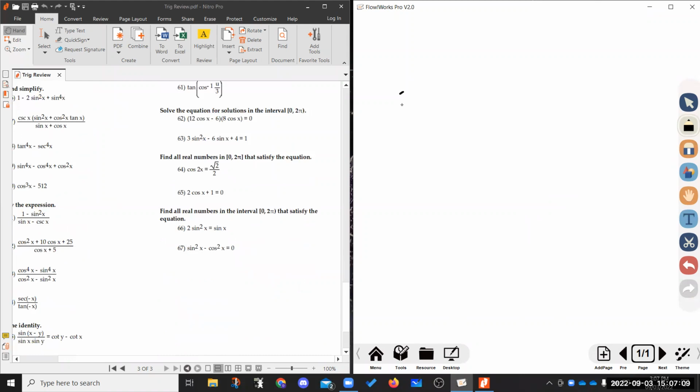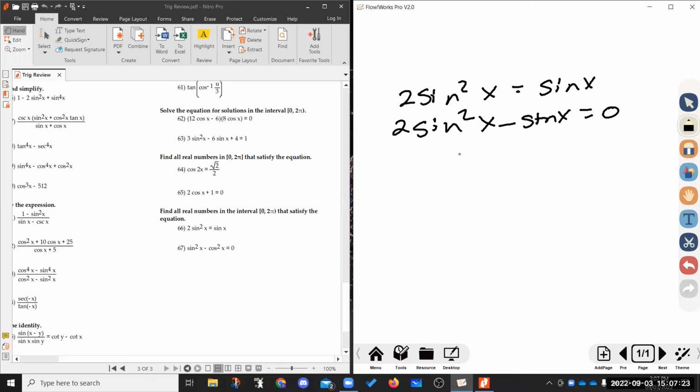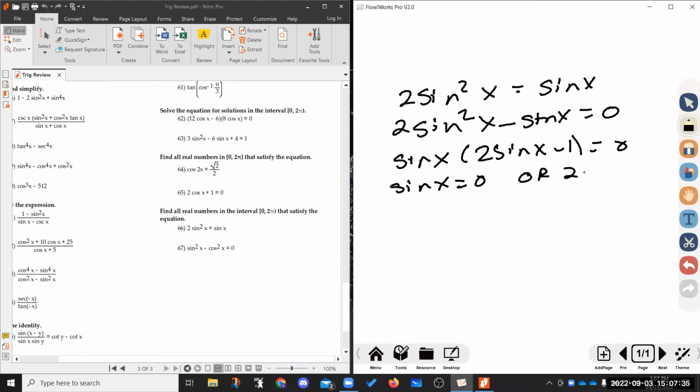Number 66, 2 sine squared of x is equal to sine of x. We never divide by the trig function unless we're dividing to get sine over cosine as tangent, because then we're not really getting rid of anything. We're always going to subtract, and then we're going to factor. Sine of x times 2 sine of x minus 1. So sine of x equals 0, or 2 sine x minus 1 equals 0. Keep that.